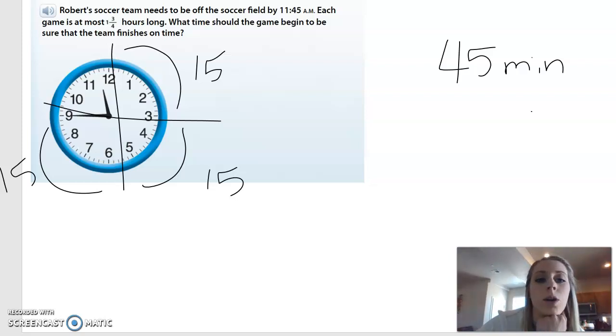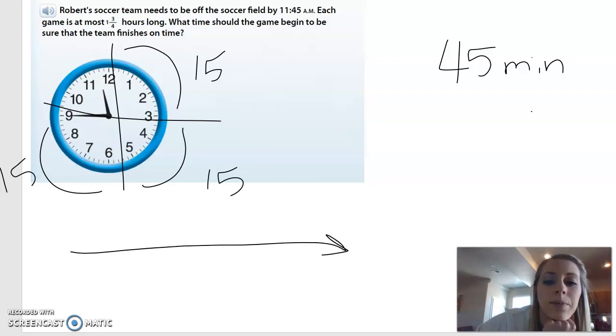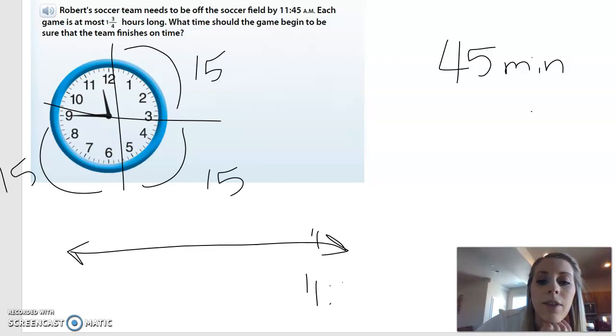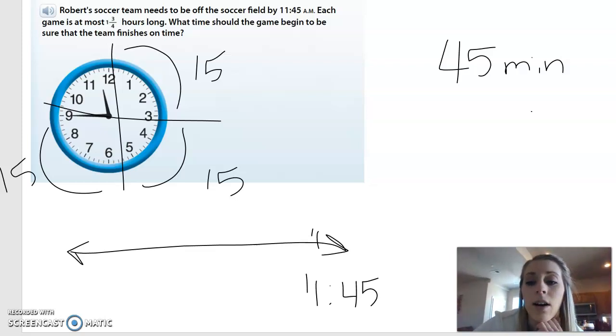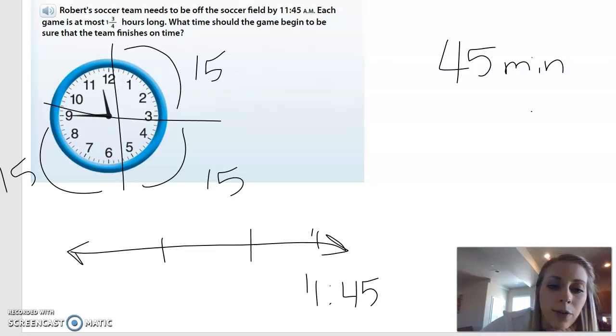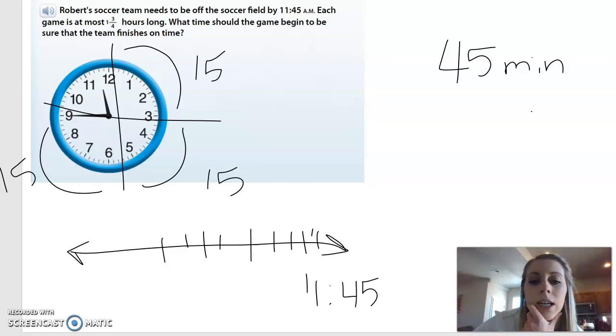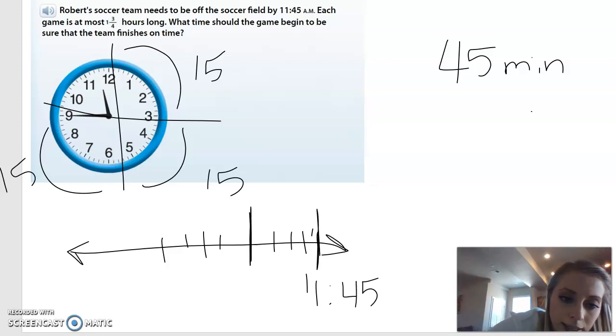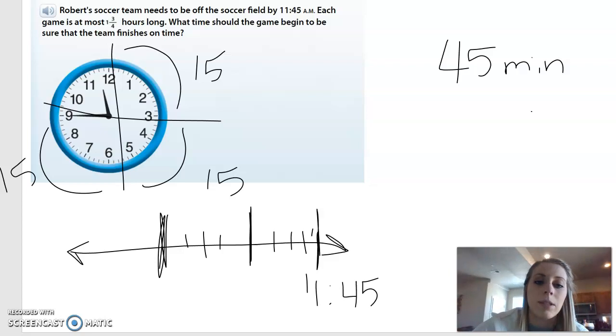Okay, so what I'm going to do is I'm going to draw a timeline because that's easiest for me. I'm going to start from the back and I'm going to label that 11:45 because that's when they need to get off of the field. Okay, I know that he needs an hour and 3/4, so I'm going to cut it into pieces like that. So then I'm going to put 3 pieces in between here so that I can focus on what I am doing. Okay, so our wholes are our big lines here. Our small lines are our numbers in between. So he has 1 3/4 of an hour to finish this game. So we're going to work backwards.